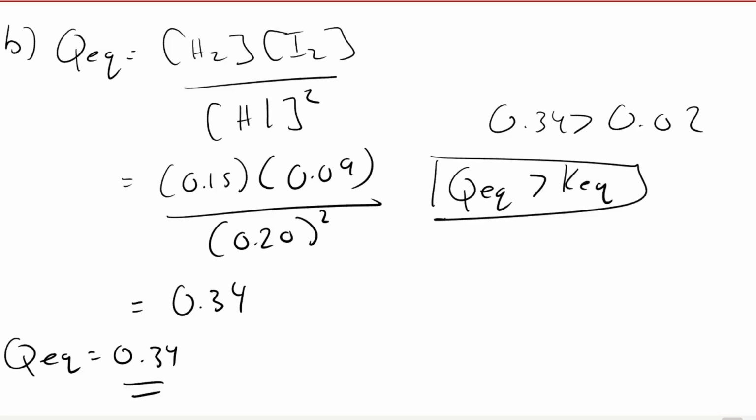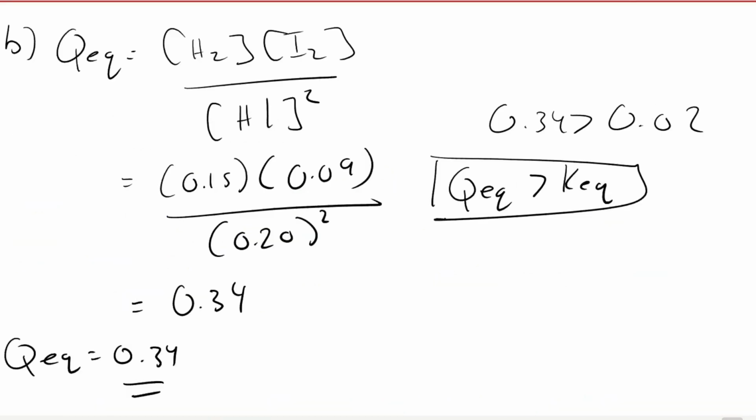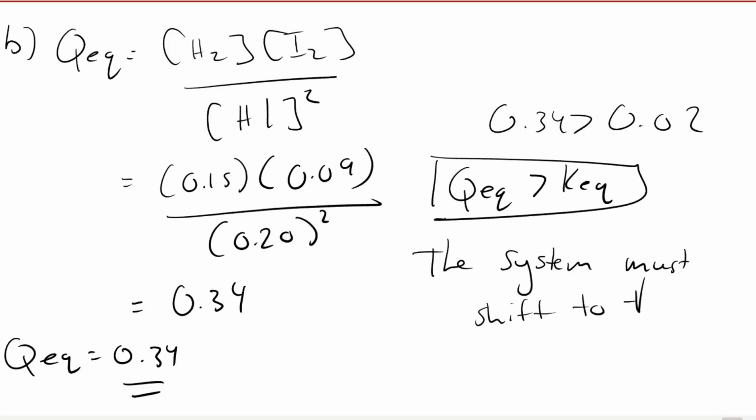So what would happen then if we look at a chart here? If my Q is greater than my K_eq, then the system must shift to the left. So our answer is the system must shift to the left.